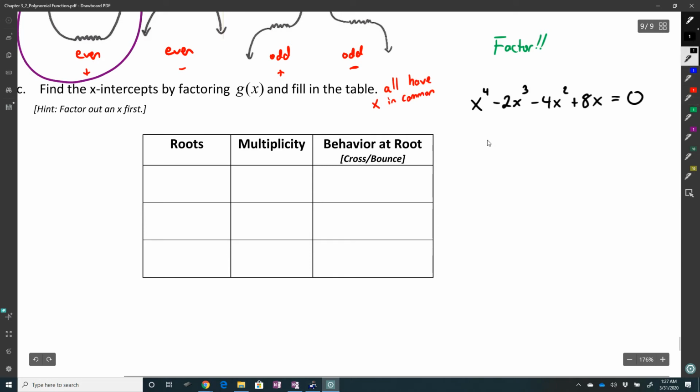And so I can factor the x out. That leaves me with x cubed minus 2x squared. Basically, all the exponents just drop down 1. And then from there, we can factor by grouping, just like we did earlier in this section.